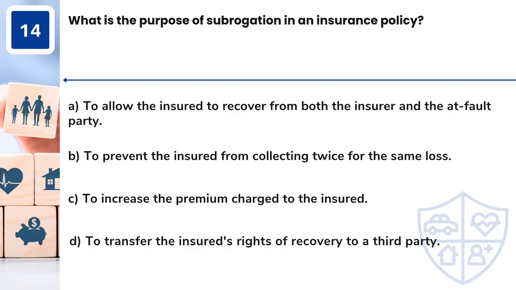Question 14. What is the purpose of subrogation in an insurance policy? A. To allow the insured to recover from both the insurer and the at-fault party. B. To prevent the insured from collecting twice for the same loss. C. To increase the premium charged to the insured. D. To transfer the insured's rights of recovery to a third party.